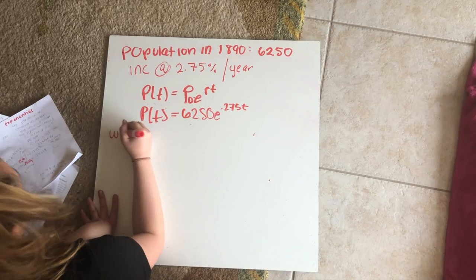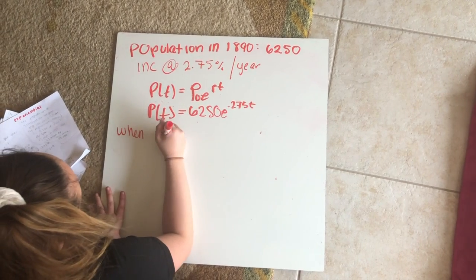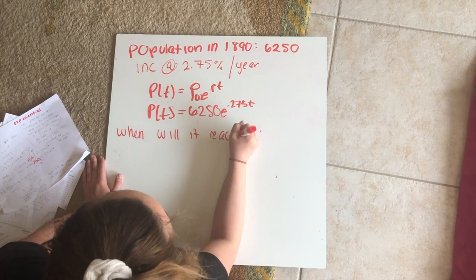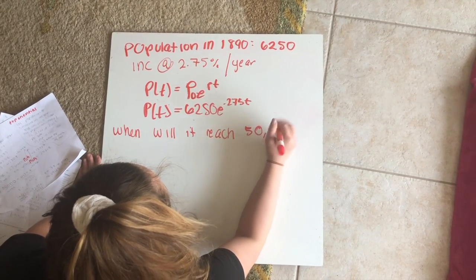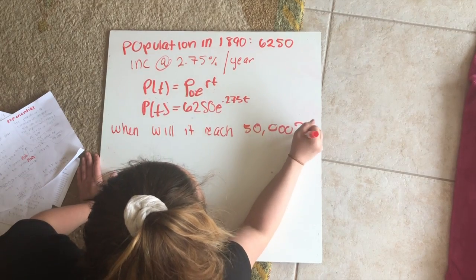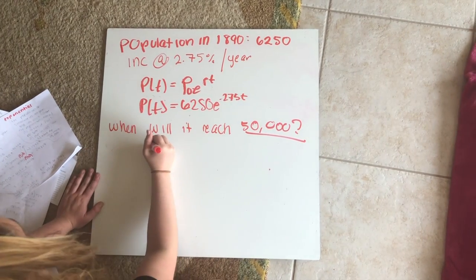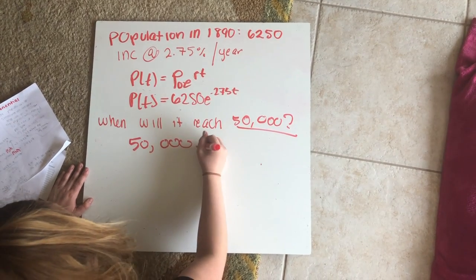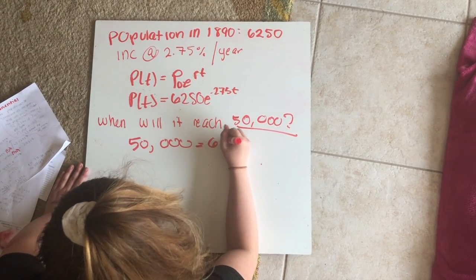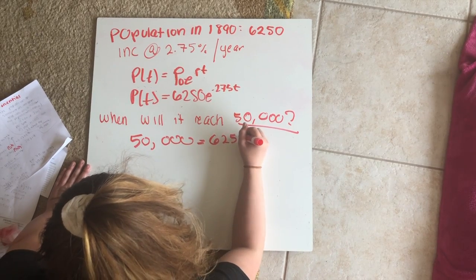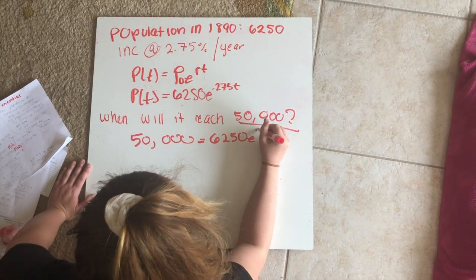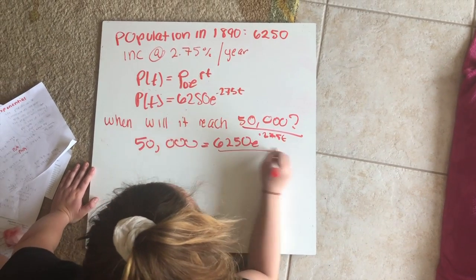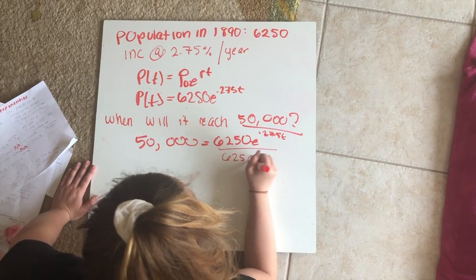In part B of this question, and a lot of exponential modeling questions ask this, when will the population reach 50,000 people? There are many ways to do this. One way is that you can graph y equals 50,000 along with your exponential model, P of t equals 6,250 e to the 0.0275t, or you can do it manually.